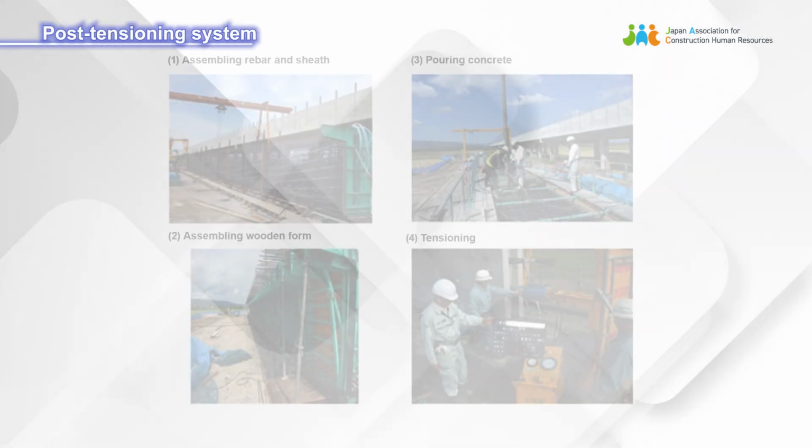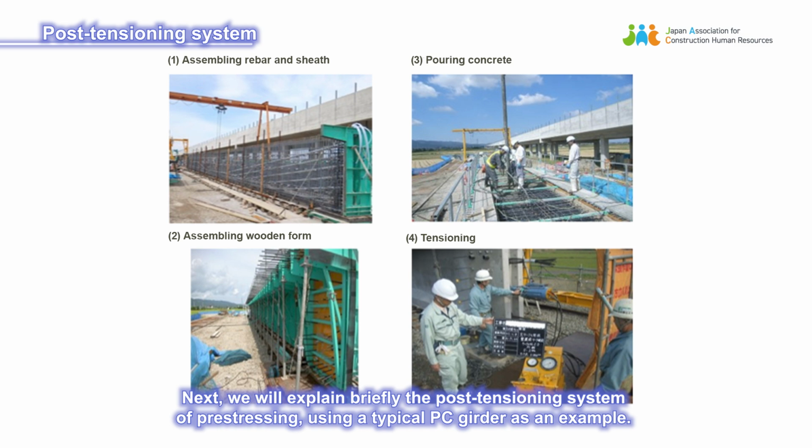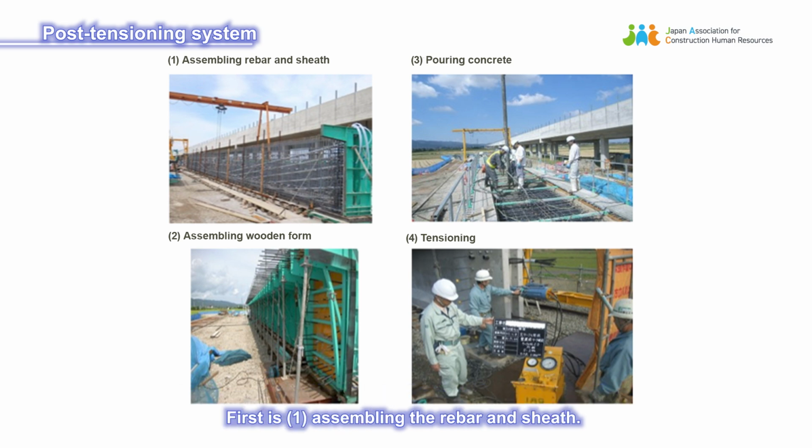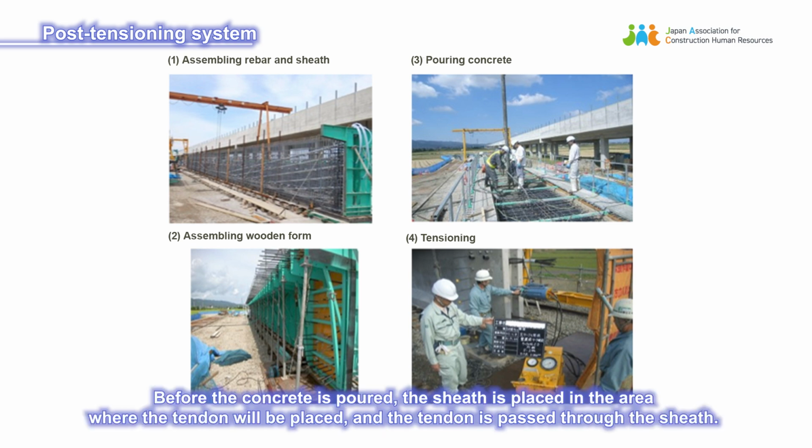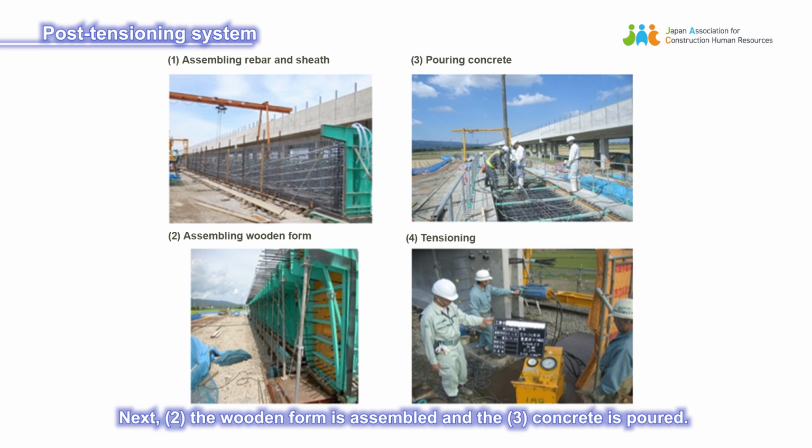Post-tensioning system. Next, we will explain briefly the post-tensioning system of prestressing, using a typical PC girder as an example. First is 1. Assembling the rebar and sheath. Before the concrete is poured, the sheath is placed in the area where the tendon will be placed, and the tendon is passed through the sheath. Next, 2. The wooden form is assembled and 3. Concrete is poured. After the concrete hardens, the wooden form is removed.